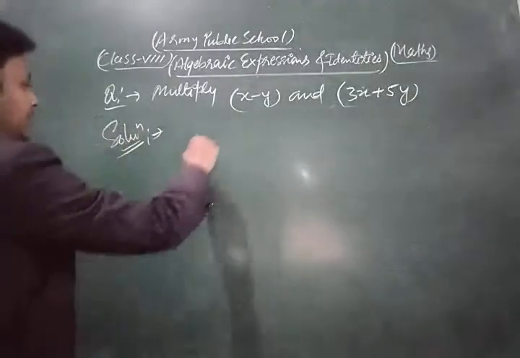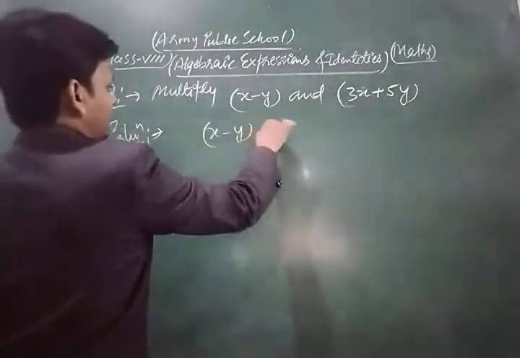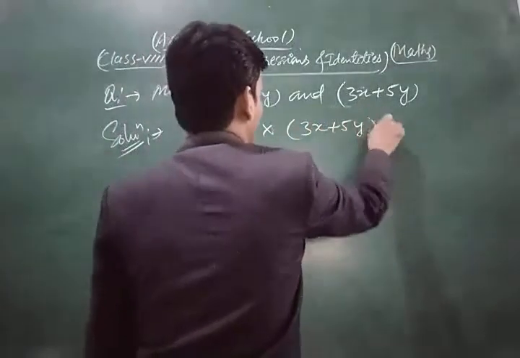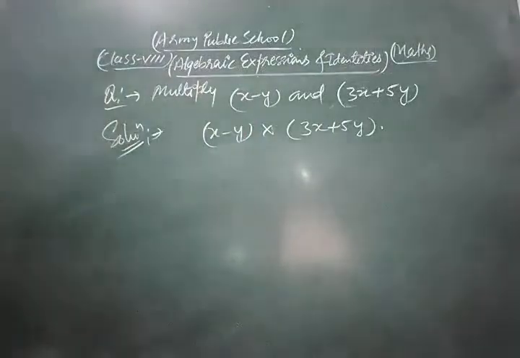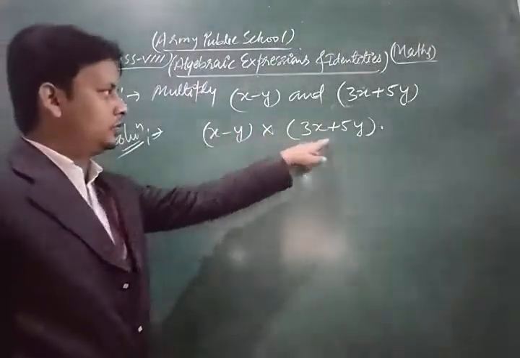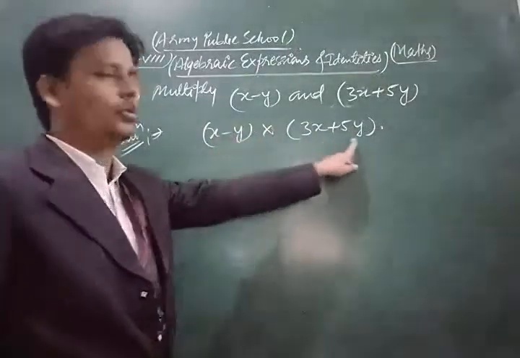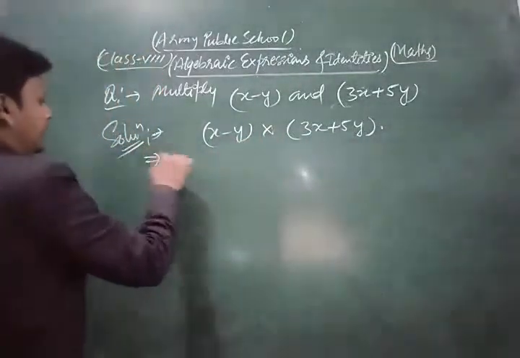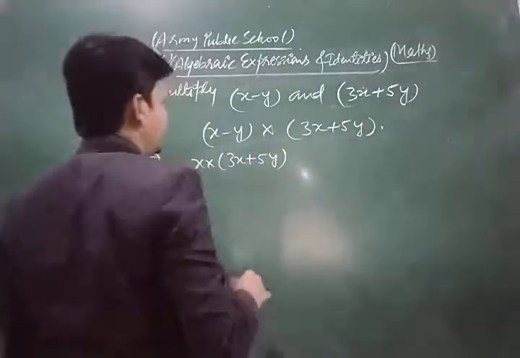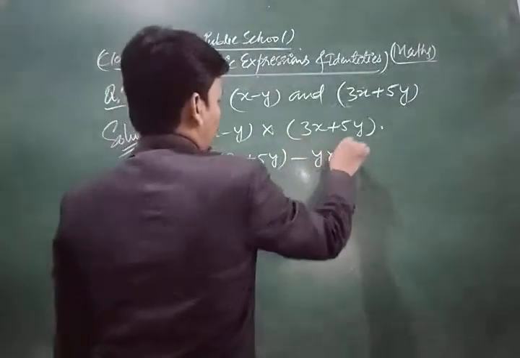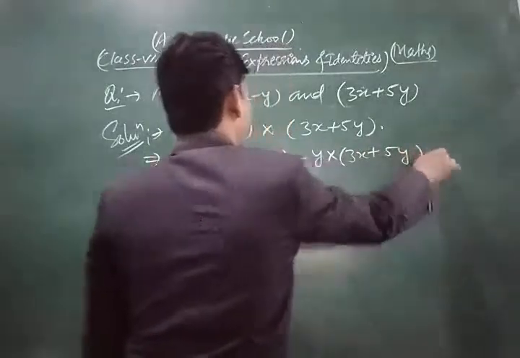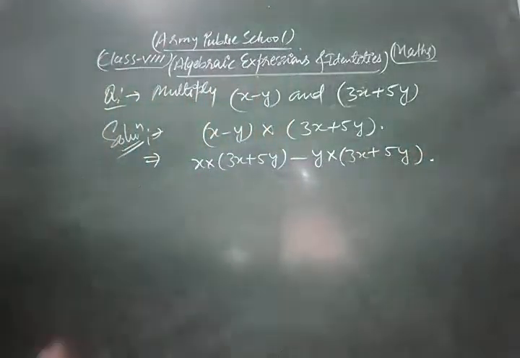So first of all, we can write it this way. We just multiply them, x minus y multiplied by 3x plus 5y. Now look what I do. First of all, we can write x into the whole expression minus y into the whole expression. So x into 3x plus 5y minus y into the whole, meaning 3x plus 5y. Now we simplify them.